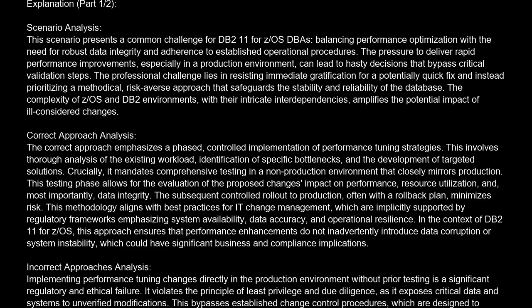The correct answer is C. Directly implement the proposed tuning changes in the production environment after a brief review of the most recent performance metrics to achieve immediate gains. Explanation.